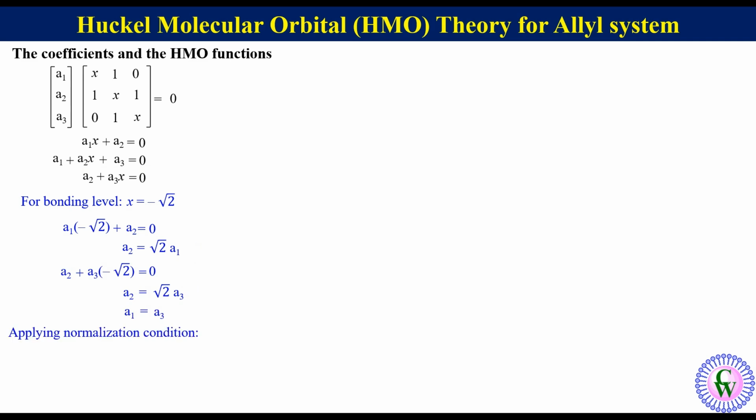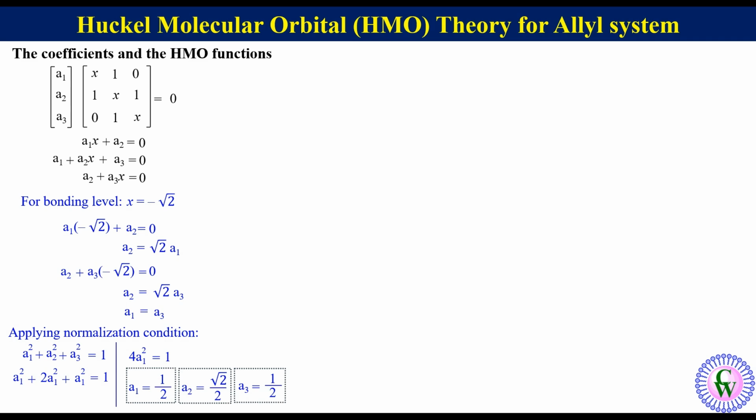Applying the normalization condition, which is A1 square plus A2 square plus A3 square is equal to 1. Putting the values of A2 and A3 in terms of A1 will give A1 square plus 2A1 square plus A1 square is equal to 1, or 4A1 square is equal to 1, or A1 is equal to 1 upon 2. So A2 will be equal to root 2 upon 2 and A3 is equal to 1 upon 2.